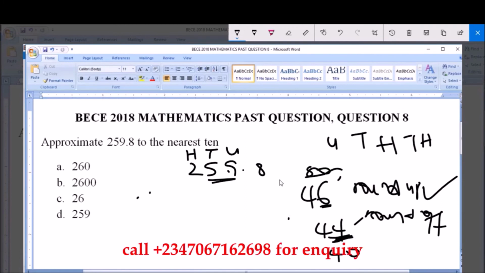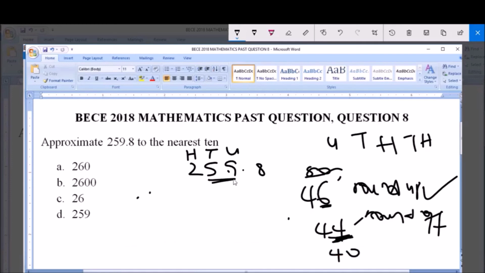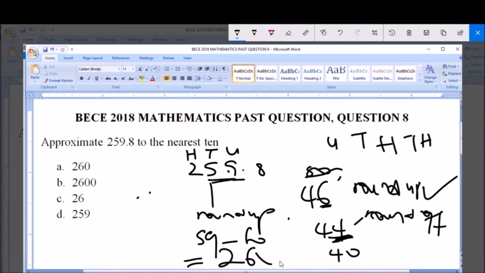Now let's go to our question. Our question says 259.8. Let's forget about the point here; we're dealing with the units. You can see that this unit is 9, and 9 is greater than 5. So what will happen? We'll round up, not round off. Since this unit is above 5, we round up this unit to the nearest 10, thereby giving us 60. Thereby turning 59 to 60, and therefore we have 260. So this is the answer in nearest 10.